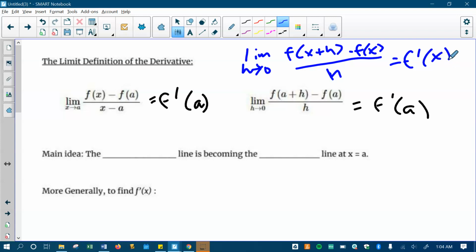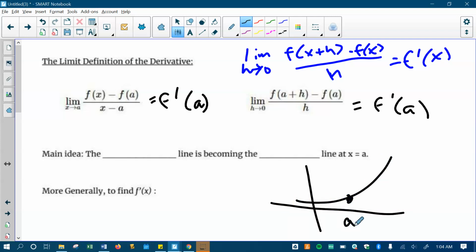I just want to quickly show you where one of them comes from. If you have some function that looks something like this, where one point is a, and some other arbitrary point is called x over here, and you make the secant line between these 2 points, then the slope of the secant line, with the function named f, would be f of x minus f of a over x minus a.